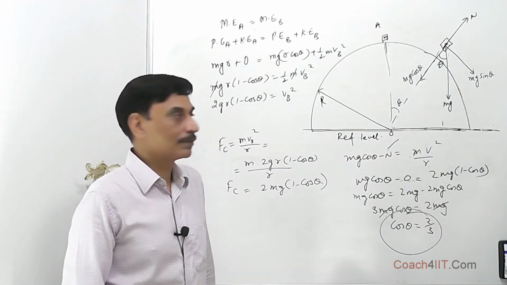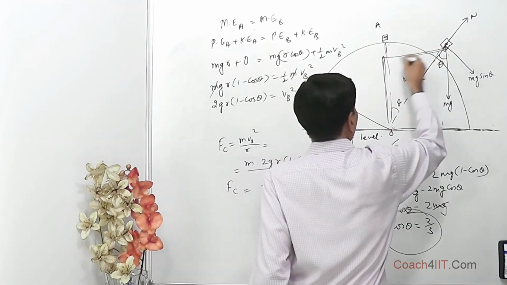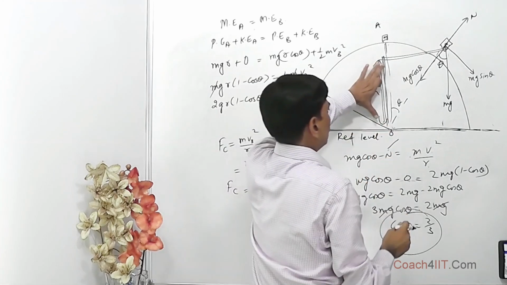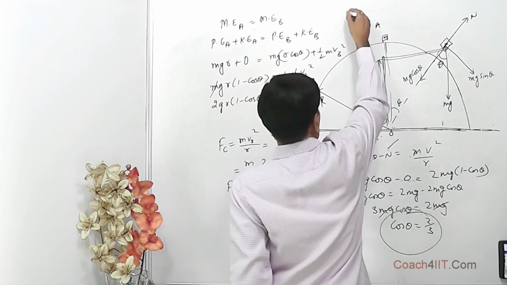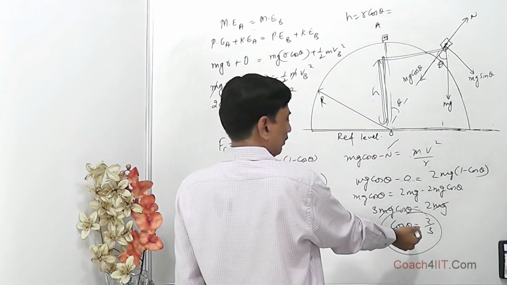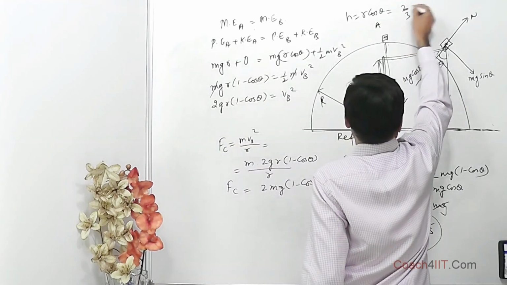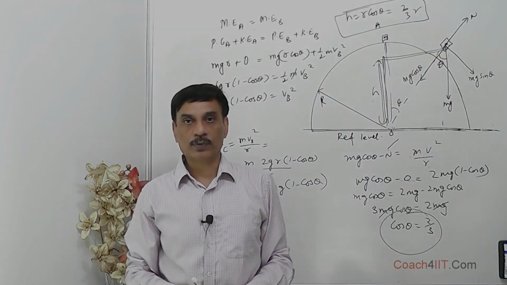We get the answer. If it is asked at what height it loses contact, obviously at this height it is going to lose contact with the surface. And what is this value? If this is r, then from here to here is r cos theta. So at what height is it going to lose contact? This is going to be r cos theta. What is the value of theta we have got? Cos theta we have got, that is 2 by 3. So it is 2 by 3 r. So h is equal to 2 by 3 r. At this height the body is going to lose contact with the surface.